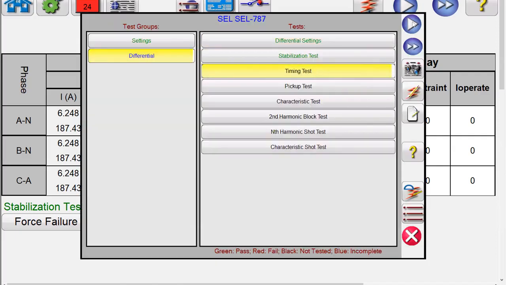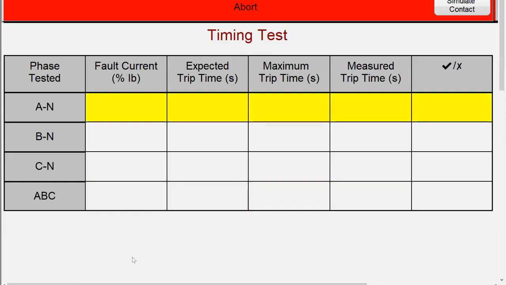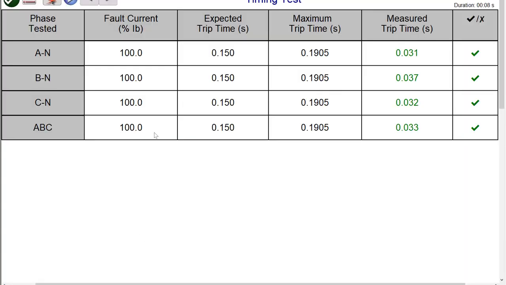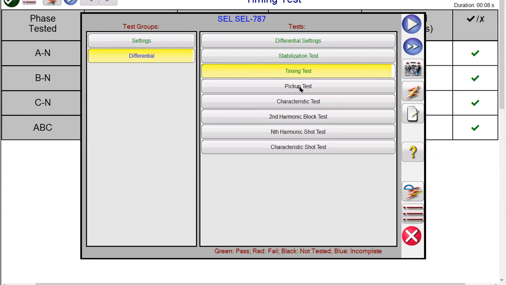So the next test is the timing test. What we're doing in the timing test is injecting a differential internal fault. It's like a go, no go test, right? I'm injecting a differential internal fault, and I want to see how quickly my relay differential logic operates based on the current. So these are the measured times. I'm just doing a timing test for the differential. So let's move on to the pickup test.